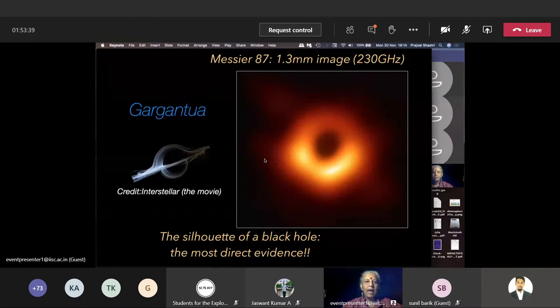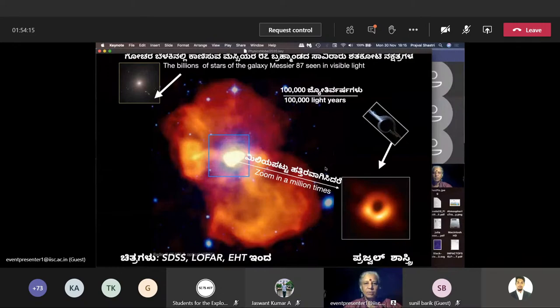And this is what the Event Horizon Telescope saw when they observed it in 2017. So what they saw at a frequency of about a millimeter is exactly what is predicted by general theory of relativity, exactly what Gargantua shows, namely the silhouette of a dark object. So then, that is really, really evidence, the most direct evidence for a black hole. And this is to give you the big picture. So Messier 87 also squirts out bipolar radio jets, and they go out into intergalactic space and form this huge cocoon of plasma emission. And if you take the central part and zoom in a million times, that is when you see this silhouette of the central black hole.